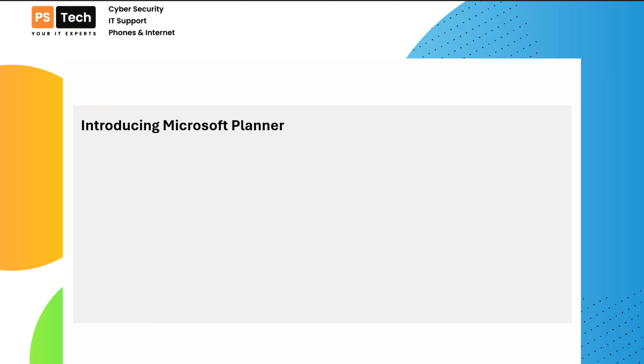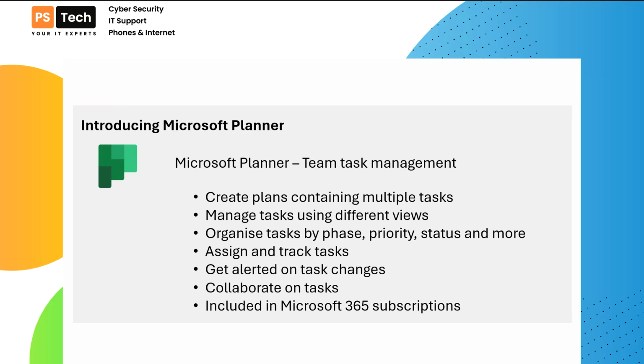Well, first of all, what is Microsoft Planner? And then we'll compare that to Microsoft Project. Microsoft Planner is a very simple team task management tool. It allows you to create plans which contain multiple tasks. You can manage those tasks in different views to help you to have good oversight as to how that plan is coming along. You can organize the tasks within Planner by, for example, phases, priority, status, and much more. You can assign tasks to different people, and then you can track the progress on those tasks as well.